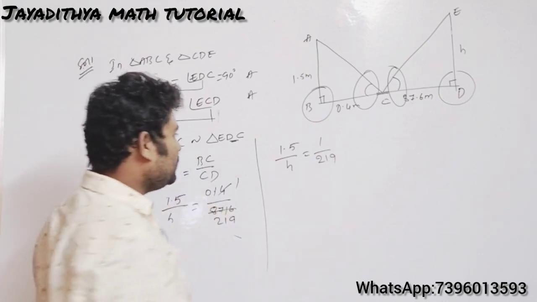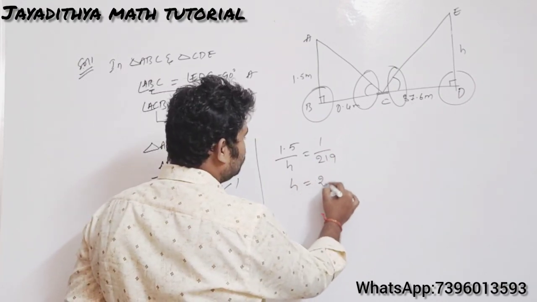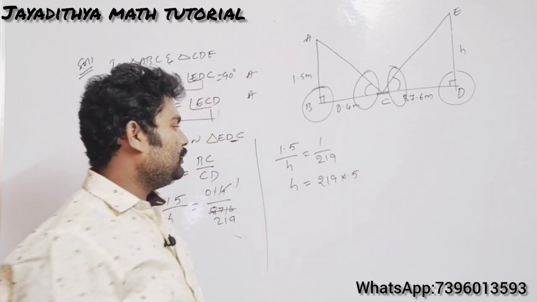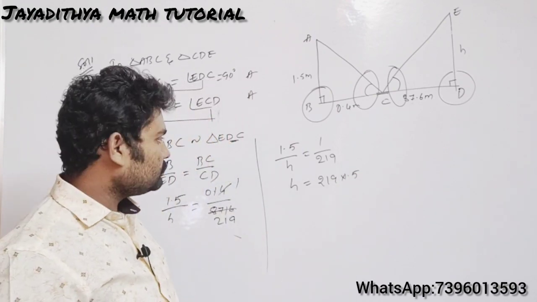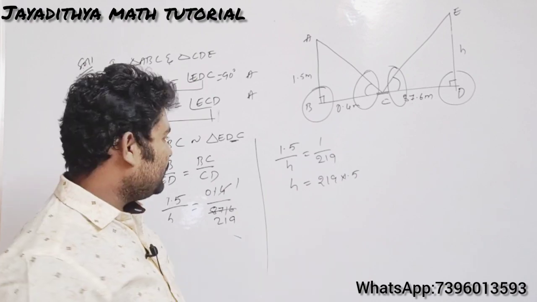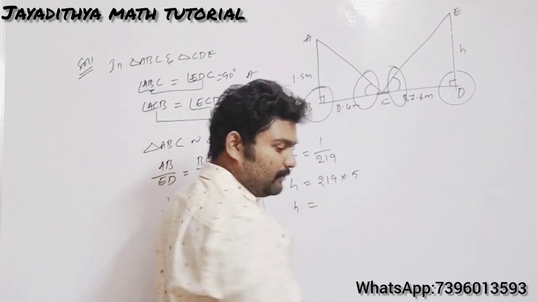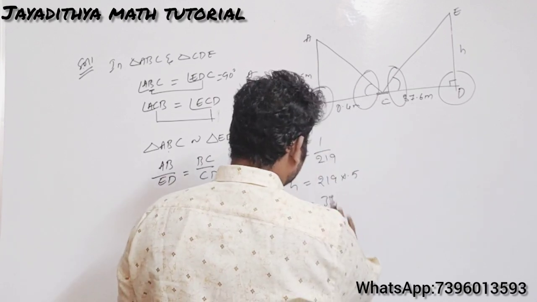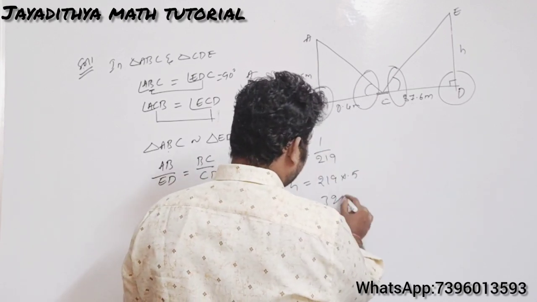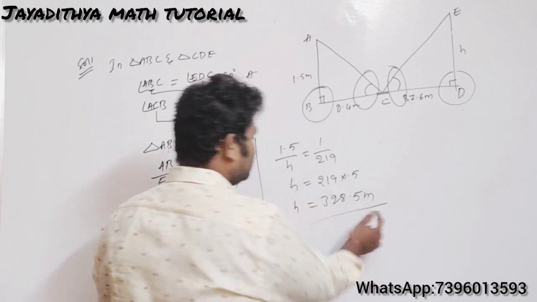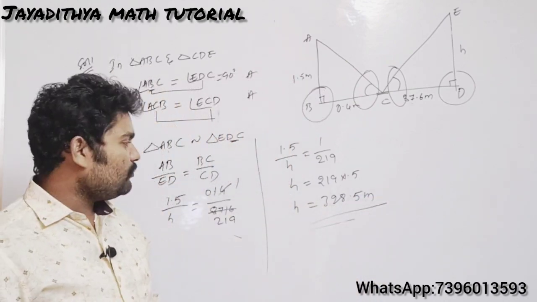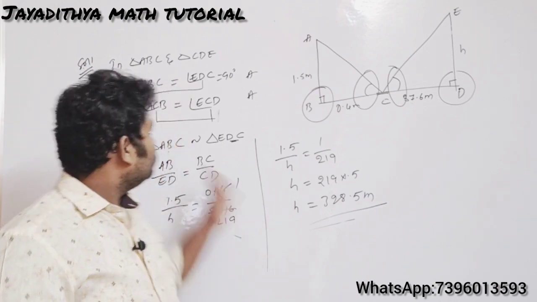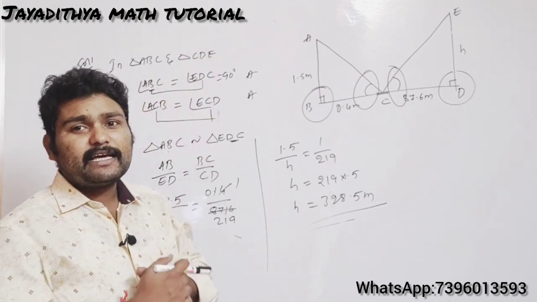So simply do cross multiplication. h is equal to 219 into 1.5. If you simplify this, you will get the answer. The height of the tower is equal to 328.5 meters. Okay, the height of the tower is how much now? 328.5 meters.